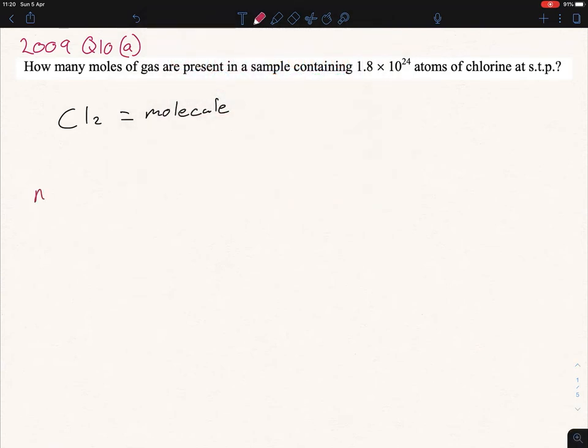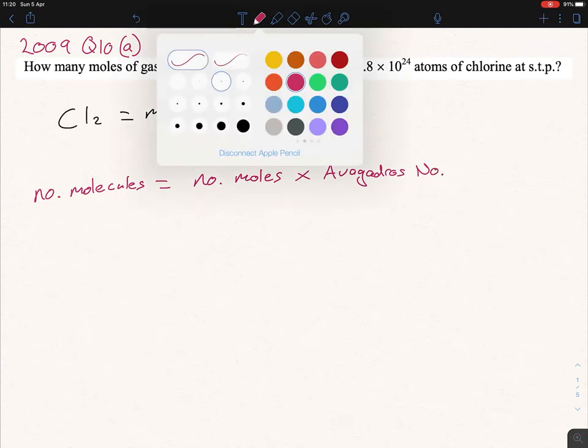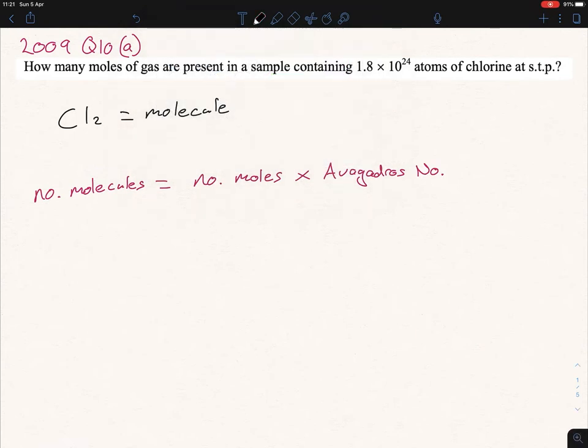It's very similar to the one we did before with number of atoms. So number of molecules equals number of moles times Avogadro's number. And we know Avogadro's number is 6 times 10 to the power 23. That's just a constant. Now, we have to figure out the number of molecules. We are already given the number of atoms, which is your 1.8 times 10 to the power 24. That's the total number of atoms.